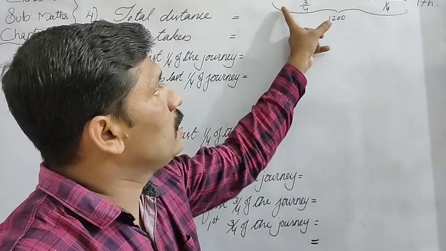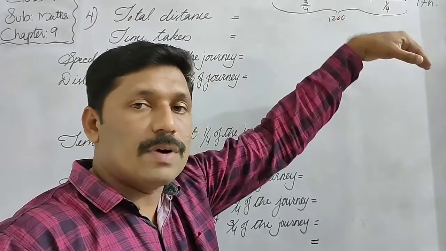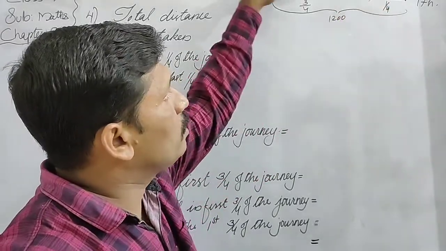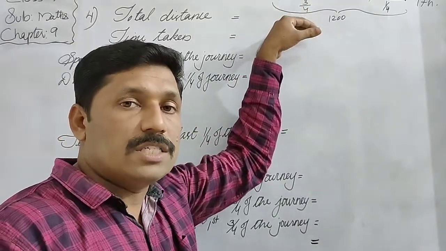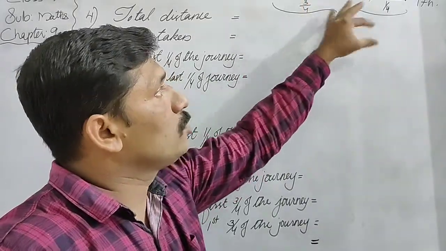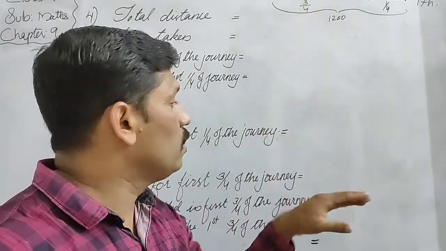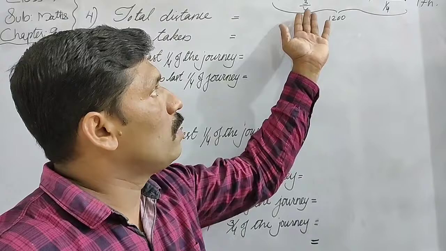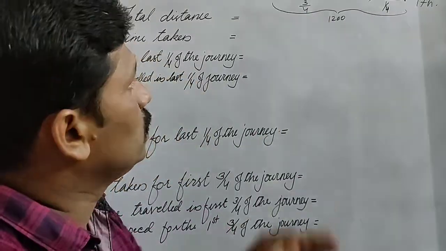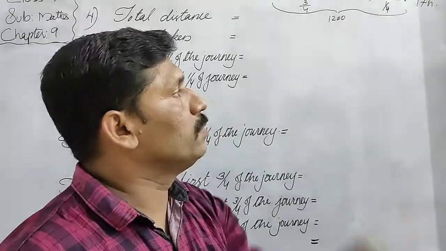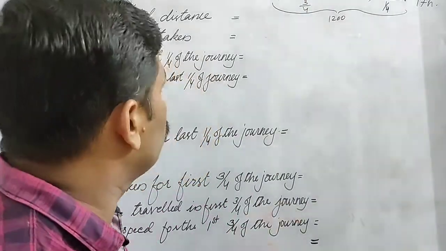In order to travel this 3/4 of the journey, how much time he used, that also we want to find out. So after finding out the 3/4 distance, we divide that distance by the time taken to travel 3/4 of that distance. Then we get the speed of the 3/4 of the journey. So how to find out the distance of 3/4 of the journey and time used for completing 3/4 of the journey? That we have to find out.